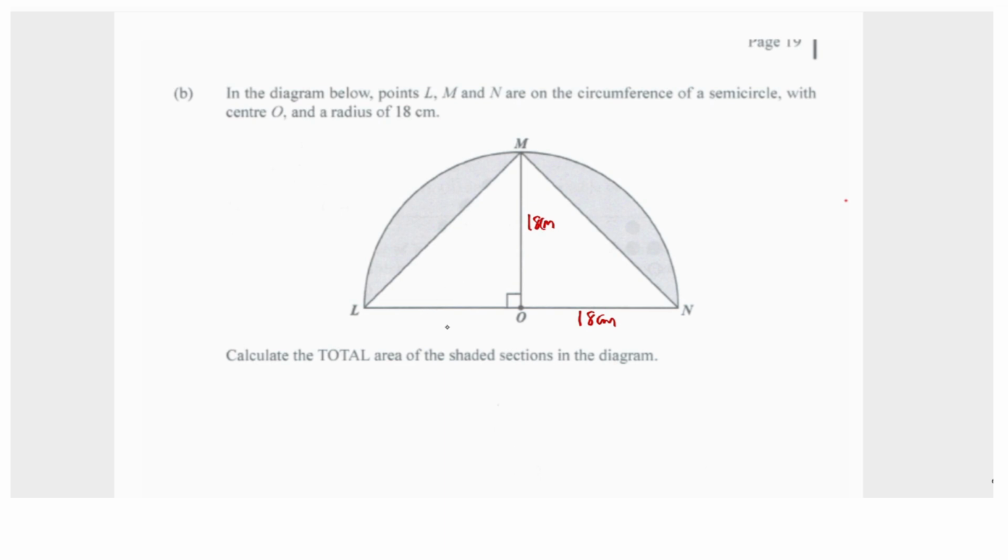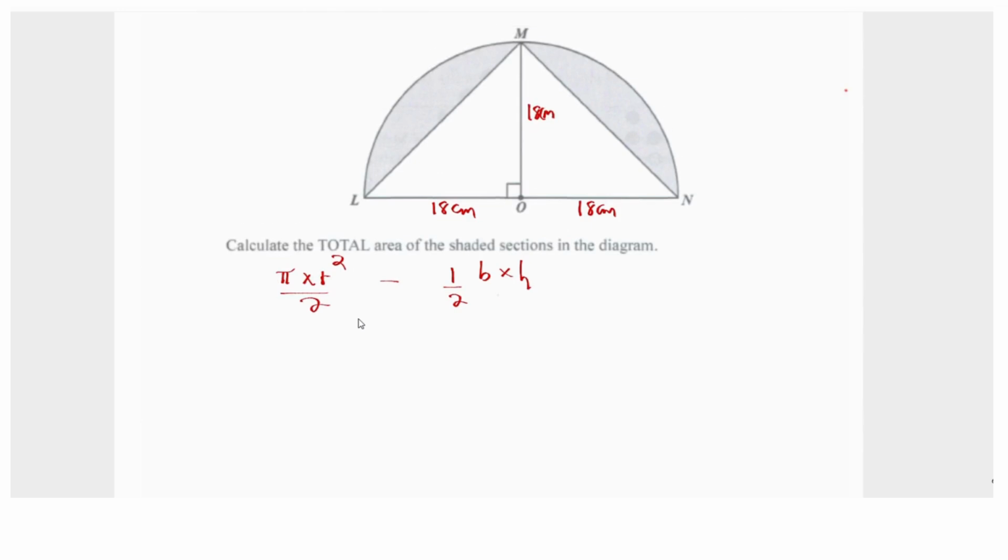Centimeters. And OL would be 18 centimeters as well. So to find the area of the shaded sections here, we need to find the area of the semicircle. So it's going to be pi times radius squared, all of that over 2, minus the area of the triangle, which is a half, base times height. So let's work this out and see what we get.